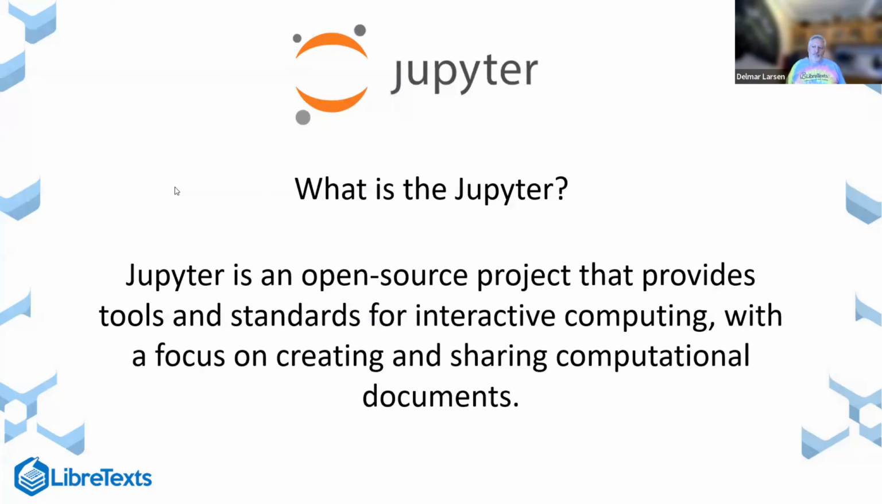So what is Jupyter? Well, Jupyter is an open source project. You can download it if you want right now from GitHub. It provides the tools and standards for interactive computing, with a focus on sharing computational documents, and it's been exceedingly important for data science. Data science and computer science are the two primary focuses that Jupyter is useful to address, but it has utility in a wide variety of different fields, depending upon how you want to apply it. I'll show you an example in my physical chemistry class for my upper division quantum mechanics course.